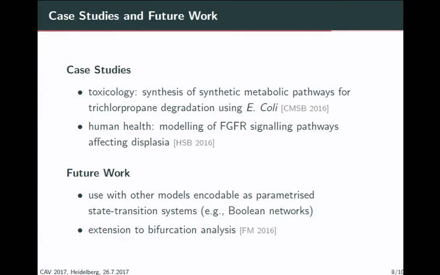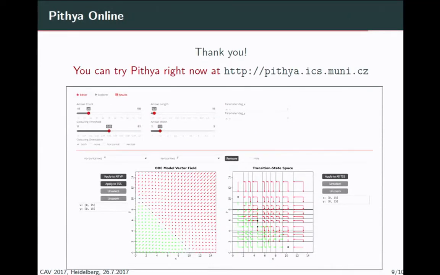As future work, we want to extend this to bifurcation analysis, for which we have already done some theoretical steps in FM. We would also like to exploit this universality of the engine to analyze other kinds of models that are discrete by origin, I mean Boolean networks. You're welcome to see the tool running. Thank you very much for your attention.